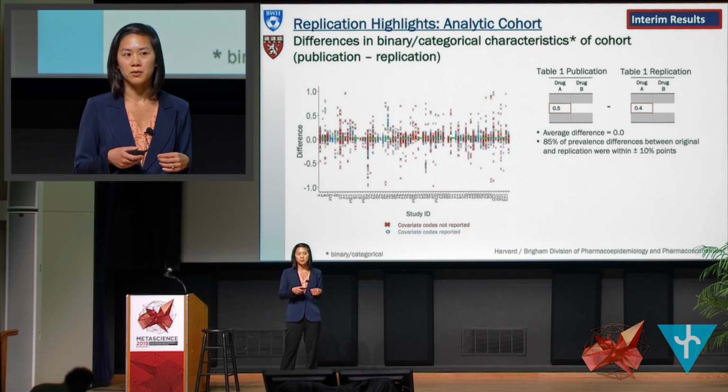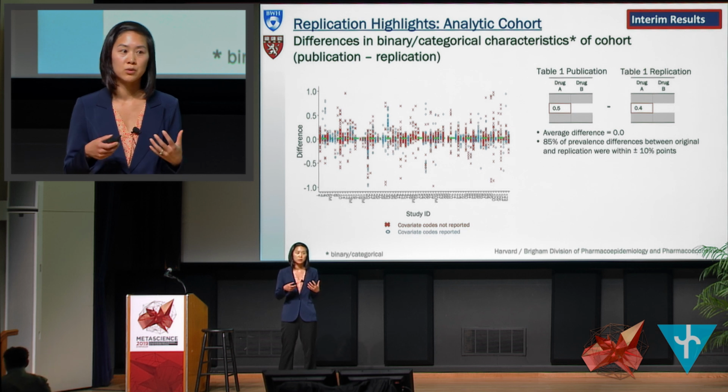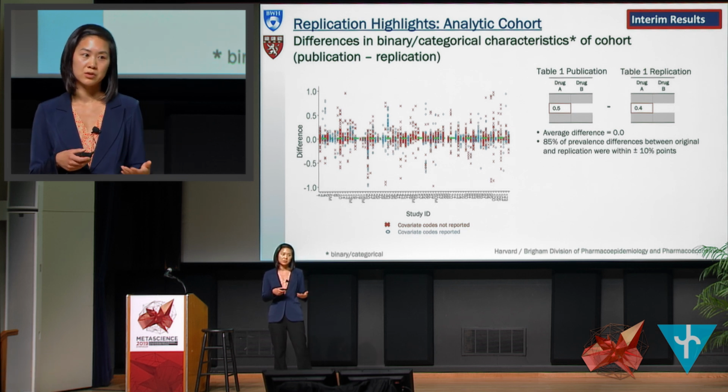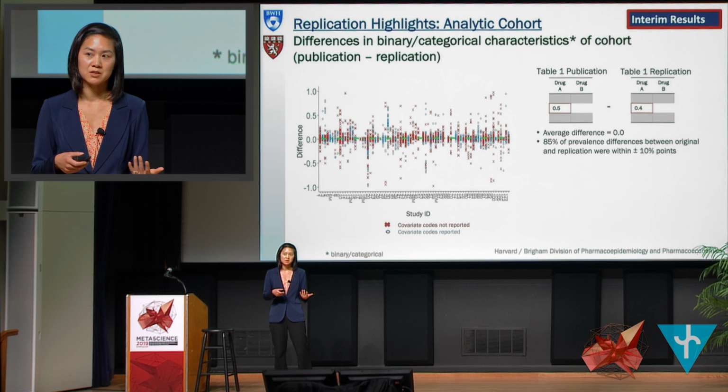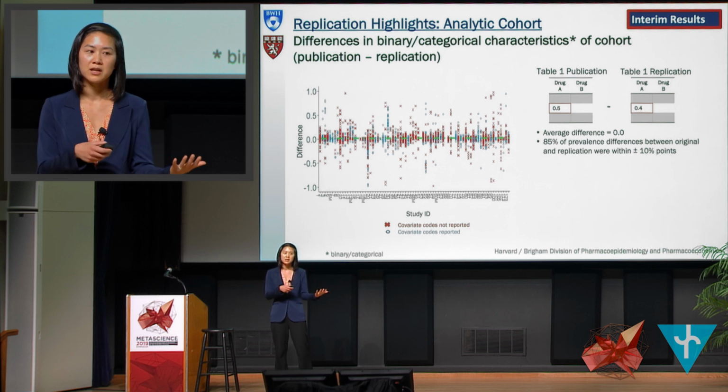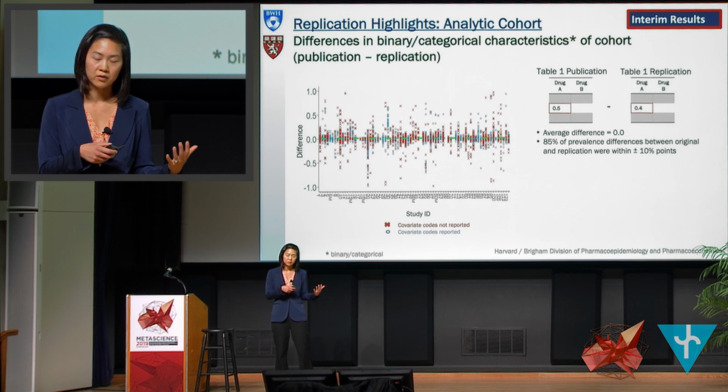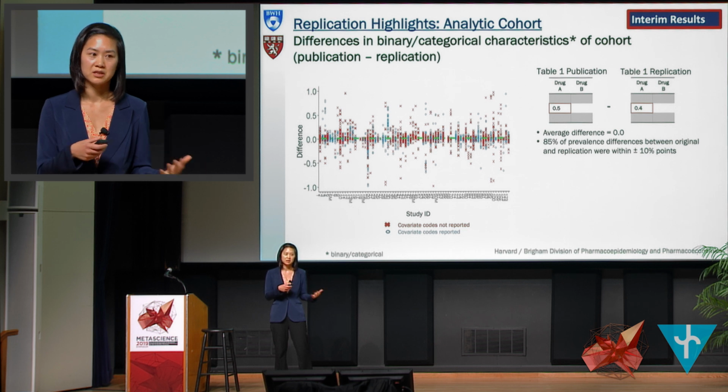Furthermore, covariate codes were provided more often than the code algorithms used to define inclusion-exclusion criteria. So if we had to make assumptions about the exclusion criteria, we could be trying to measure the covariates in a subtly different population than the original investigators.